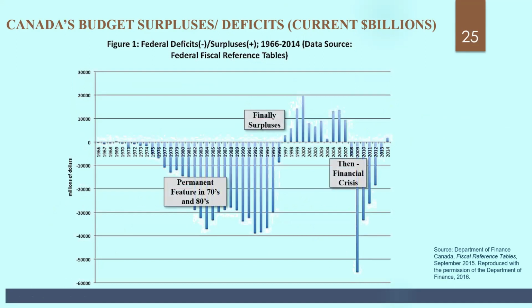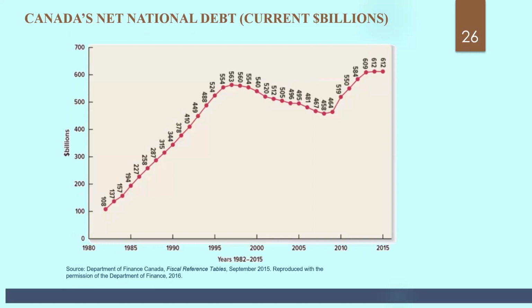So we go from deficits until about 1996 to surpluses from the late 1990s to the mid 2000s, and then the financial crisis. So we've been in deficits ever since, basically. And now it's actually over $1 trillion because of the COVID-19 crisis. The Canadian government spent hundreds of billions of dollars in getting us out of the COVID-19 crisis. So our debt is over $1 trillion now.